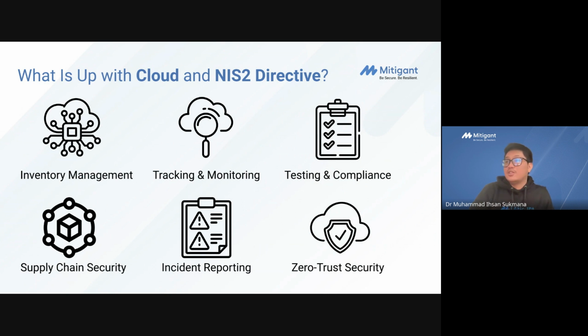The first one is inventory management. In this case, you have to know how your cloud is set up: how many storages and virtual machines you have running, who has access to those resources, how they are configured, and how they are connected with other resources. This kind of inventory management is something that you have to know first.